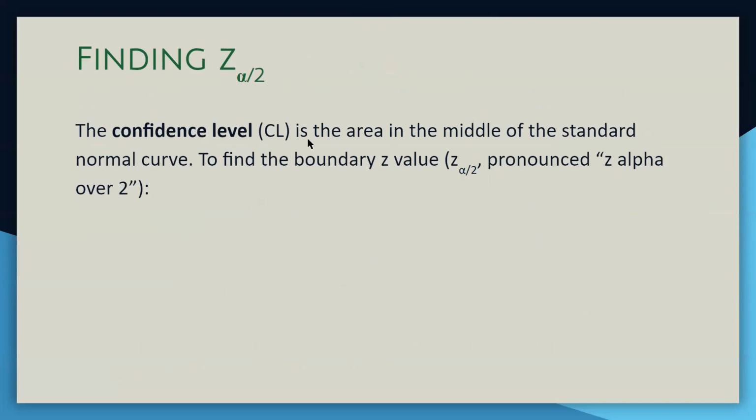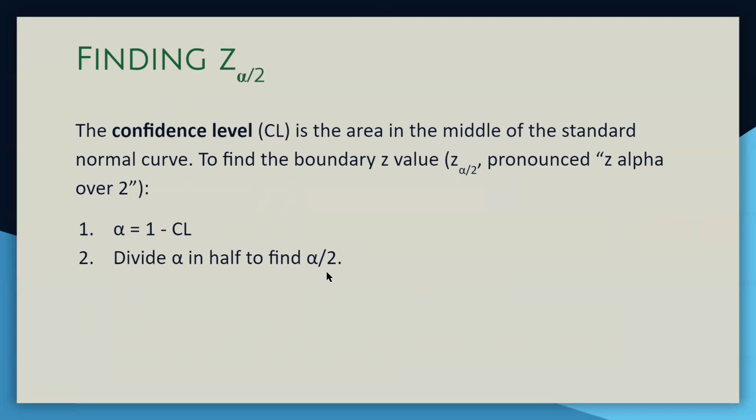we're looking at that confidence level, that's the area in the middle, just like I drew on that previous slide. That alpha that we're talking about is 1 minus the confidence level. The alpha is the amount that's left for the tails once we've centered that confidence level in the middle of the standard normal curve. We're then going to cut that alpha in half because we know that we have 2 tails.